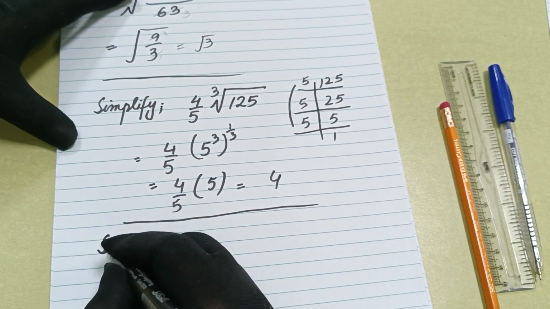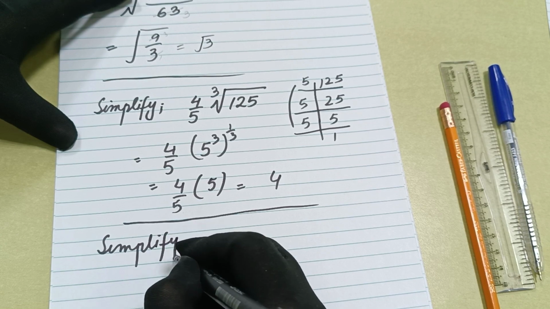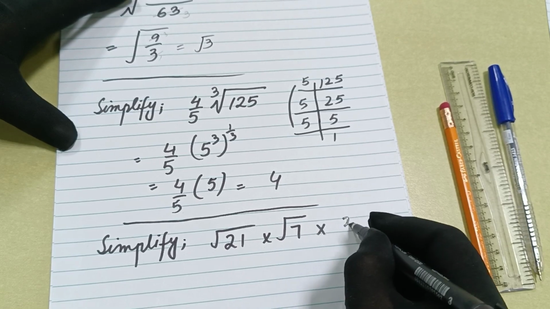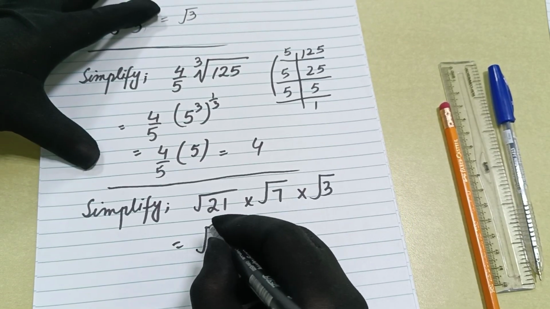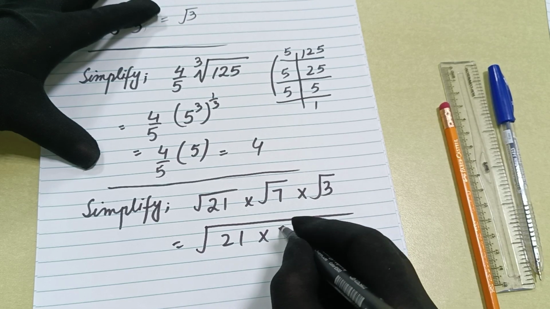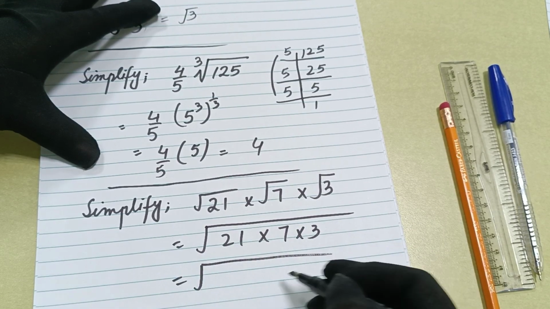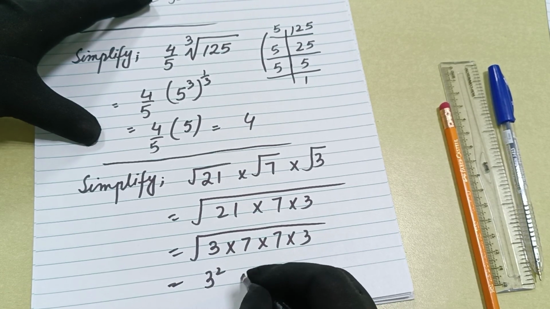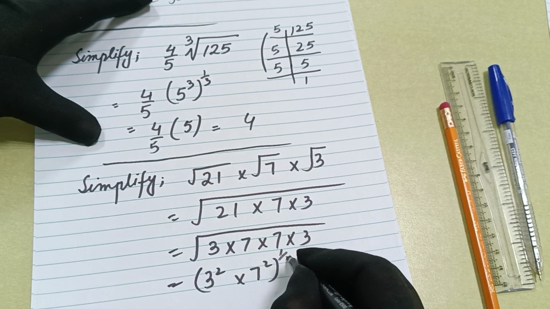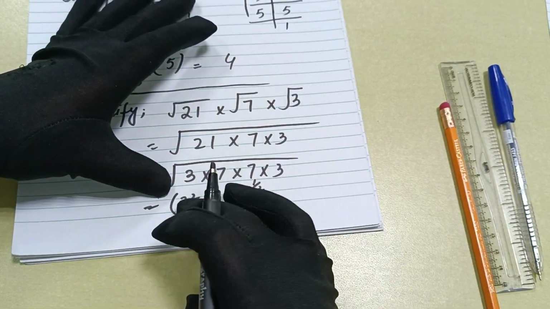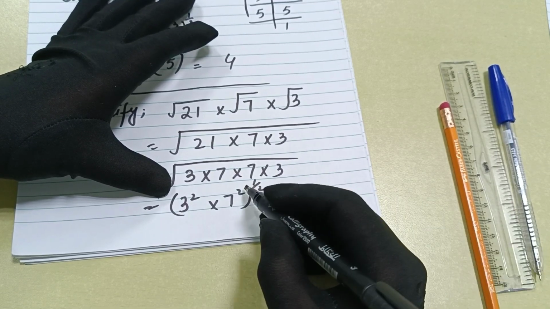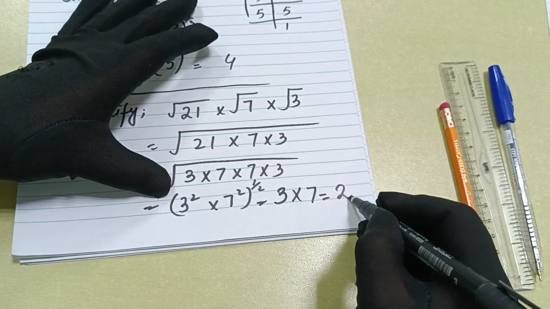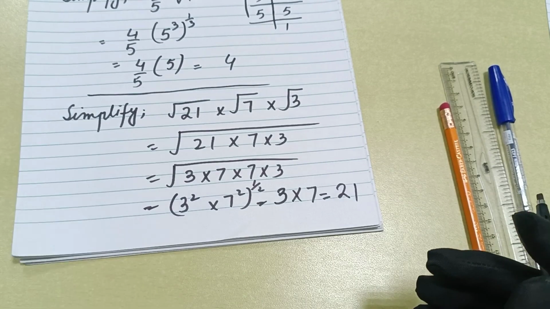One more case we have, that is, simplify 21 times 7 times 3. Combine under the same square root: 21 times 7 times 3. Factorize 21: 3 times 7, into 7 times 3. So this is 3 square, this is 7 square. And the square root means 1 by 2 power. So when 1 by 2 power is given to 3 square, it becomes simply 3. When 1 by 2 power is given to 7 square, it becomes 7. So 3 7s are 21 is the answer for this one. It is so easy to solve like that.